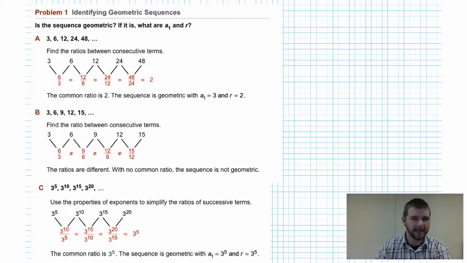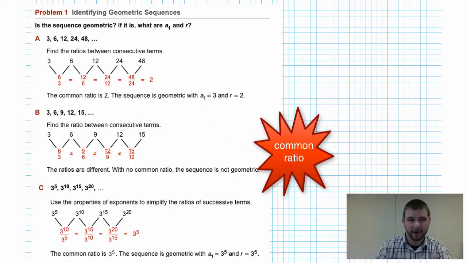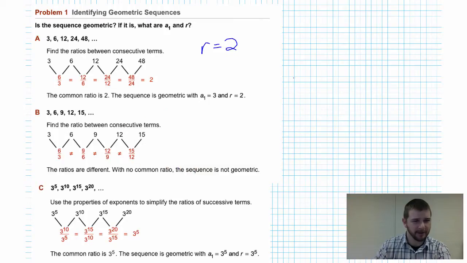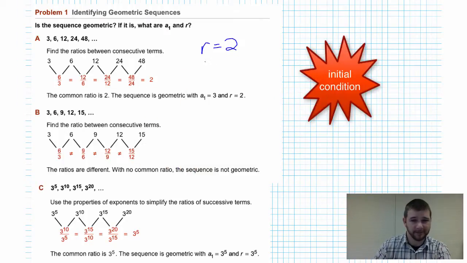Example problem 1, identifying geometric sequences. Is the sequence geometric? If it is, what are a sub 1 and r? Well, A is 3, 6, 12, 24, 48, and so on. It's pretty easy for us to identify as being geometric. We simply multiply each term by 2 to get the next term, thus telling us that our common ratio, or r, equals 2. And a sub 1 would simply be our first term, 3.